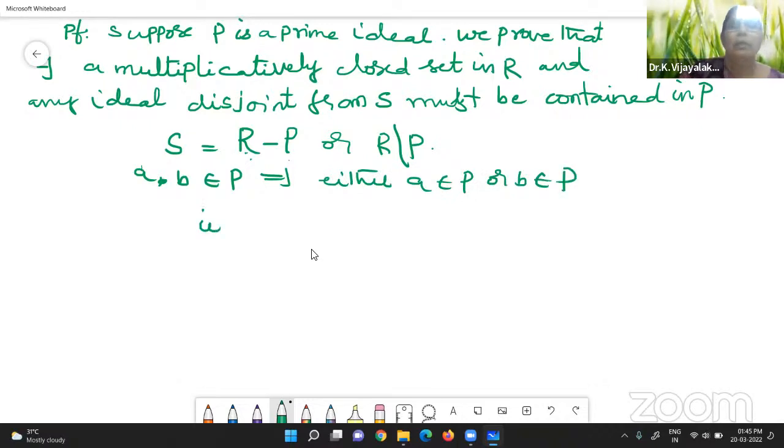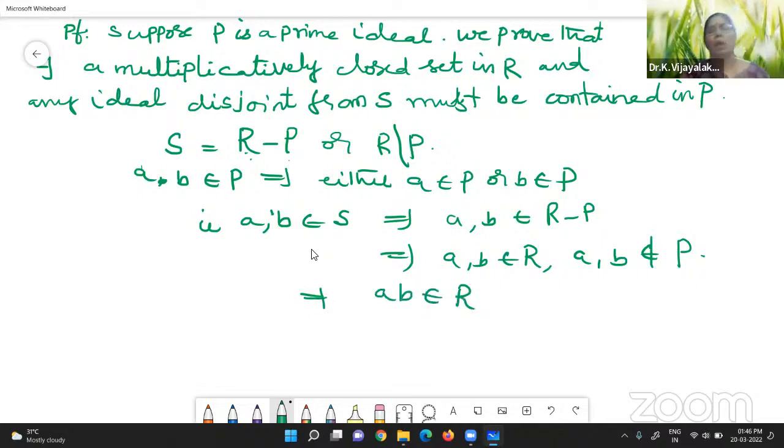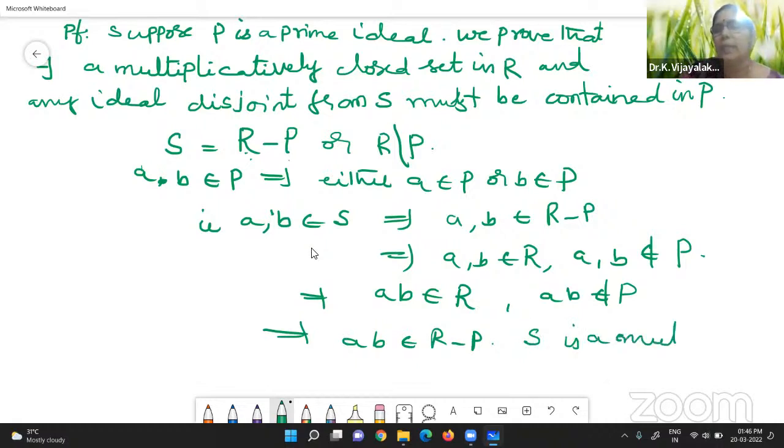That means you have a, b belongs to S, that is, a, b belongs to R minus P. That means both a, b belong to R, but a, b do not belong to P. But a, b belongs to R implies ab belongs to R, and since a, b do not belong to P, ab also does not belong to P. That means you have ab belongs to R minus P. That means S is a multiplicatively closed set.